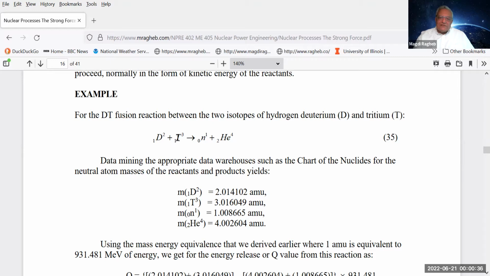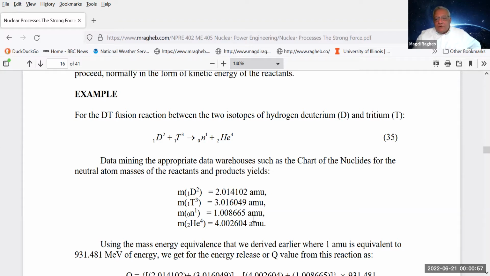We find the mass of the triton in atomic mass units, the mass of the neutron in atomic mass units, and the mass of the alpha particle in atomic mass units. And it becomes simple now to calculate the Q value as the mass of the two reactants here minus the mass of the two products in atomic mass units.